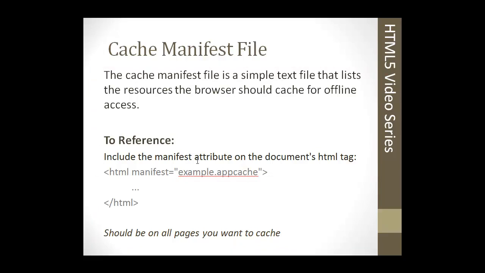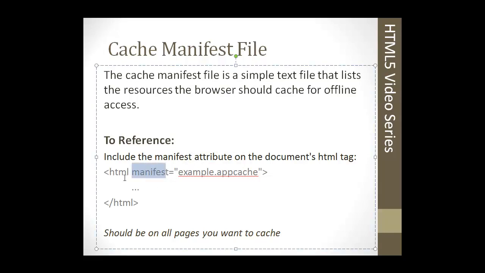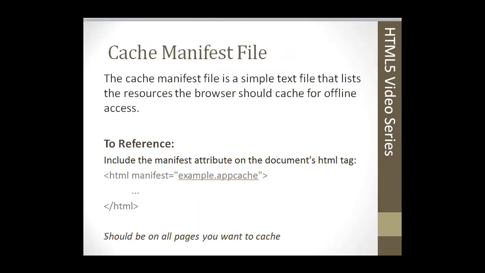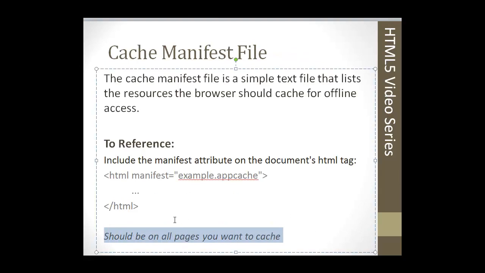And this is how you would call it. You'd give it as an attribute to the HTML tag, manifest, and then just point to the manifest file. You could do it like this, relative, or you could do an absolute path with HTTP and then your website. And that should be on all the pages you want to cache.